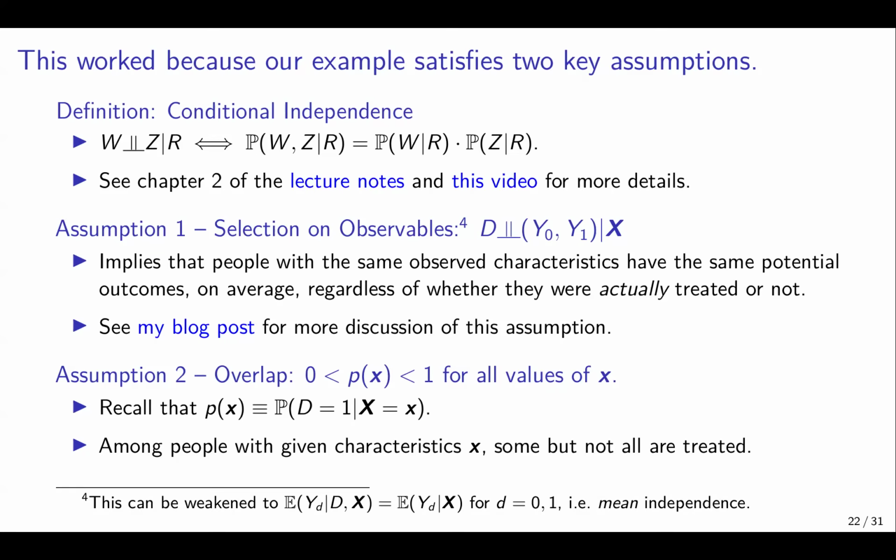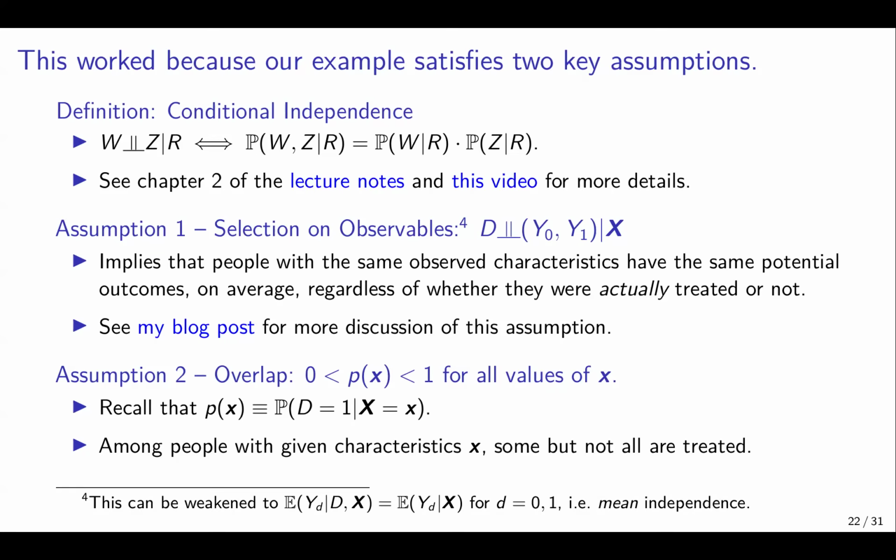So what does this say in words? Well, what it says is among people with a given set of characteristics, x, some, but not all, are treated. So for example, it says some old people are treated, but not all. And some young people are treated, but not all. In a more complicated example, it would be something like, after I form a group based on demographics and age and state of birth, I'm going to have a group of people. In that group of people, some get the treatment and some don't.